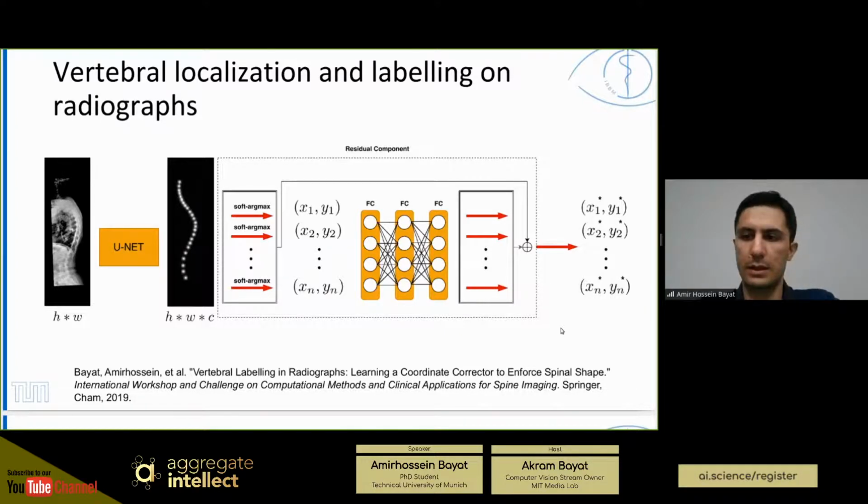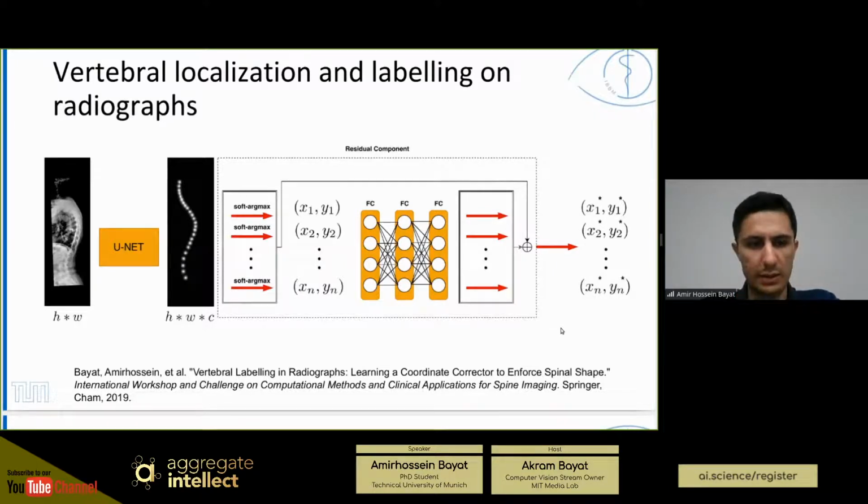Actually, doing vertebral labeling in radiographs is much more complicated than the normal landmark detection tasks, because as I mentioned, radiographs are usually very noisy, and we have this occlusion problem as well. The other challenge in here is that spinal radiographs are usually large in size. So the receptive field of the UNet is not usually enough to cover the entire input image. So in that work, we proposed a residual component to be added on top of UNet, and both of the networks are being trained jointly to predict the vertebral coordinates.